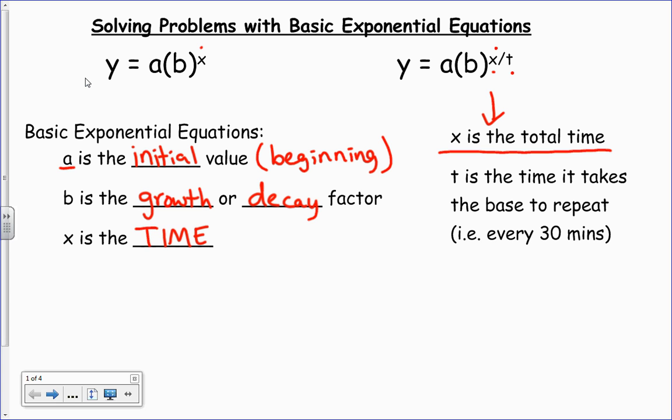T is the time it takes the base to repeat. Okay, so something like every 30 minutes. It might say, for instance, example 3 says a particular flu virus triples every 12 hours. So that 12 would be your T, because that's how long it takes to repeat. Example 3 goes on to say, if you start with 100 strands of virus, how many would you have after 2 days? So that 2 is the total time, and that 12 hours was your T value. So the T value is the time it takes to repeat. You can remember that because repeat ends with T. T is time to repeat.